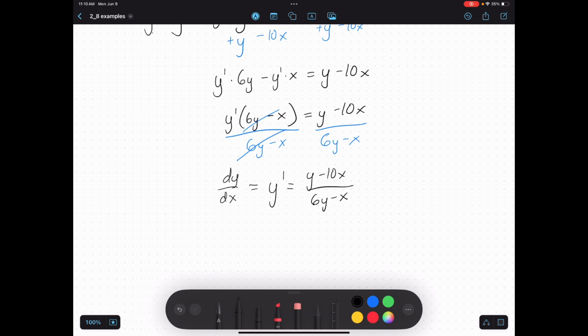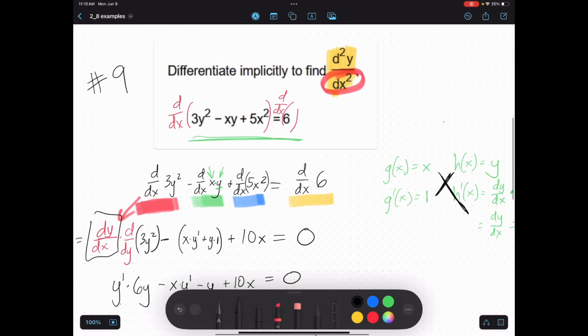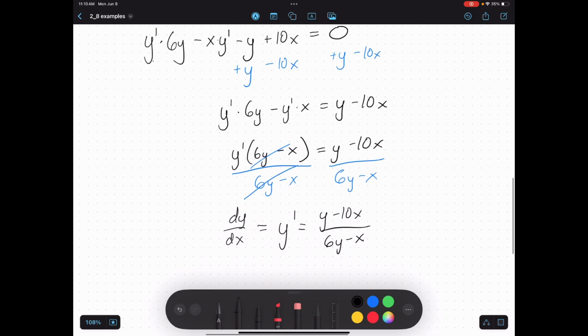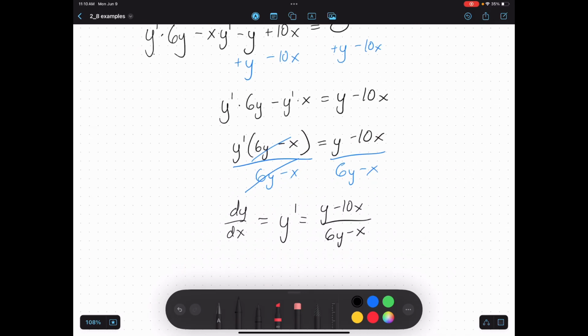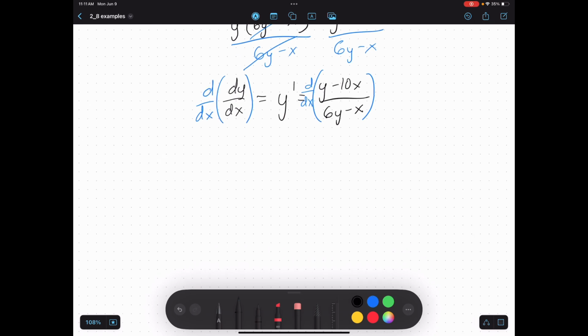But this problem's a little different. This problem wants me to find, okay, now what's the second derivative? So we're actually only halfway done with this problem because now we found the first derivative and we now need to find the second derivative. Well, how do you find the second derivative? You take the derivative of the derivative, right? I'm going to take the derivative of this in terms of x. And this is going to require a little bit more implicit differentiation.